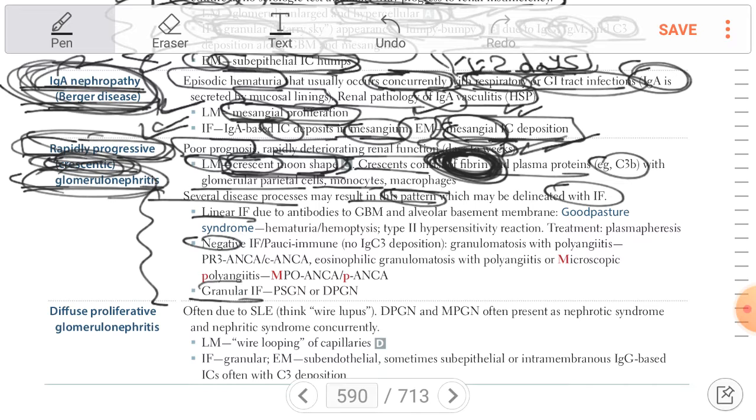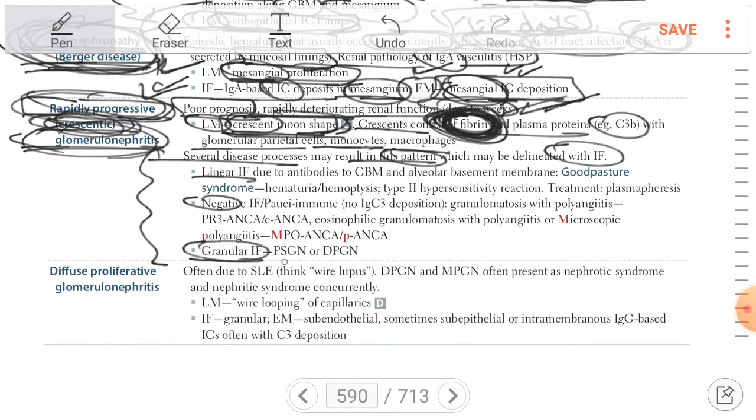So a granular pattern is in which disease? Post streptococcal glomerulonephritis and diffuse proliferative glomerulonephritis. These are the two diseases for nephritic syndrome, and it's a granular pattern. Then we have the linear immunofluorescence, which means it's type 2.